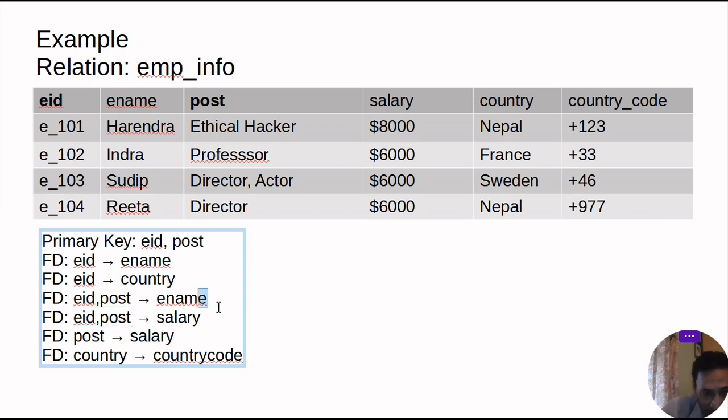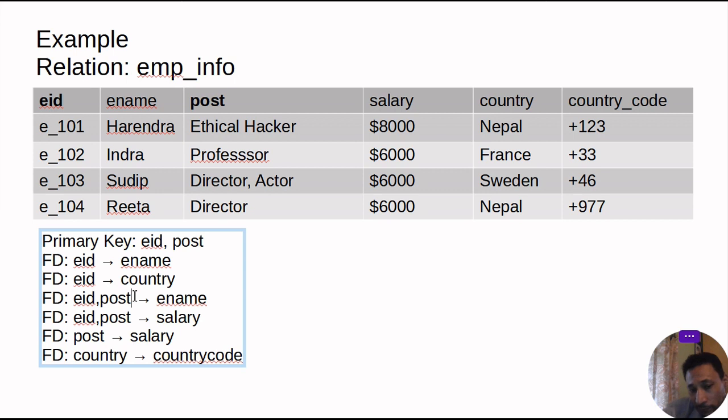Similarly, in this functional dependency, employee name is dependent upon EID and post. But what we know is if we know the employee's ID, we can know the name of the employee. We do not need the post of the employee to know his or her name. That means in that case also we can see the partial dependency. E-name is dependent only on EID. EID is part of this key attribute.